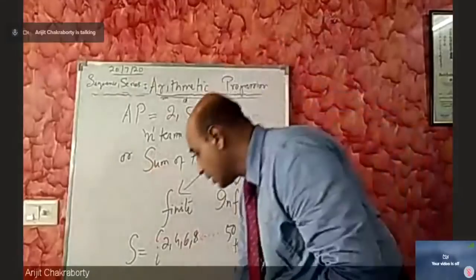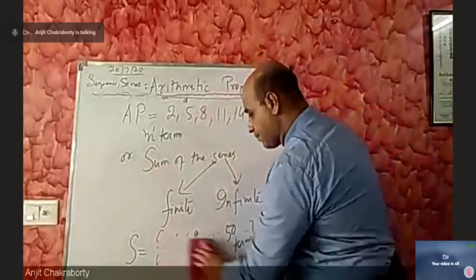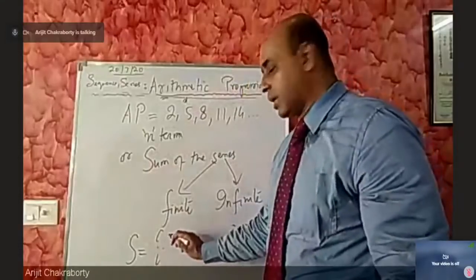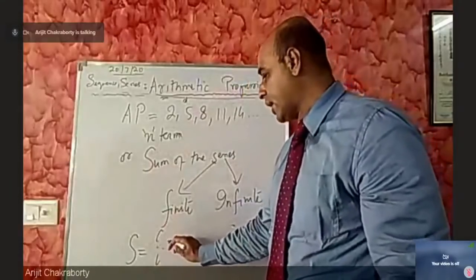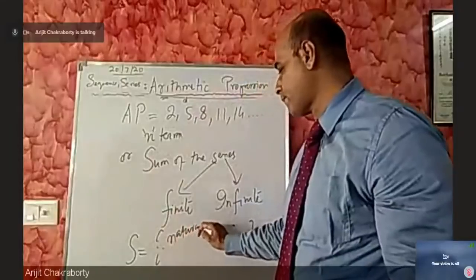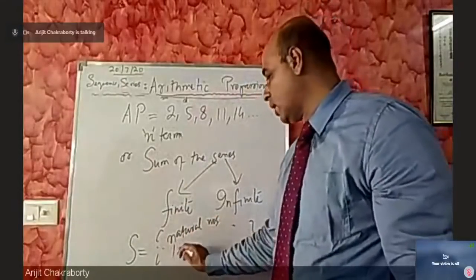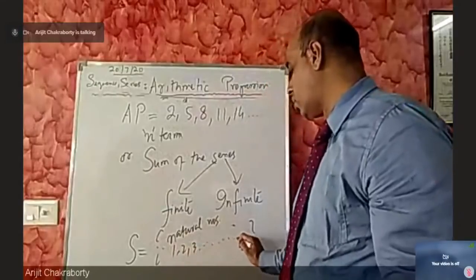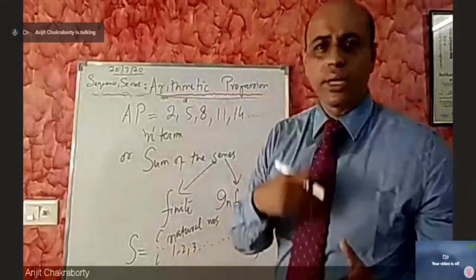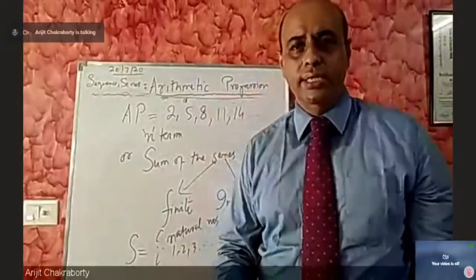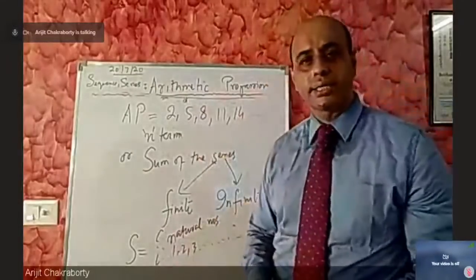But if I say that the series is a series of the natural numbers starting with 1, so it will be 1, 2, 3, it will go on and on. There is no end to it. So this can be an example of an infinite series.